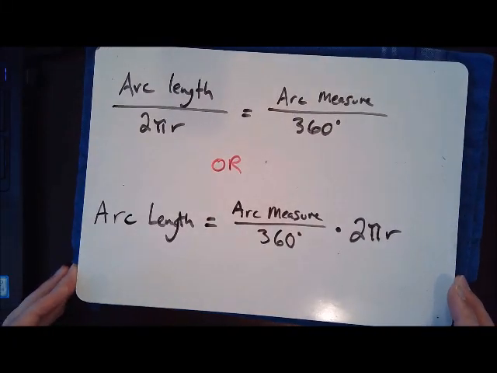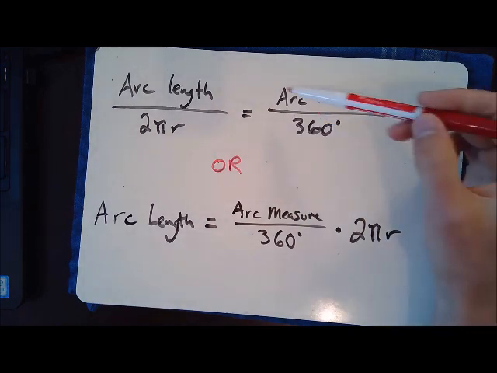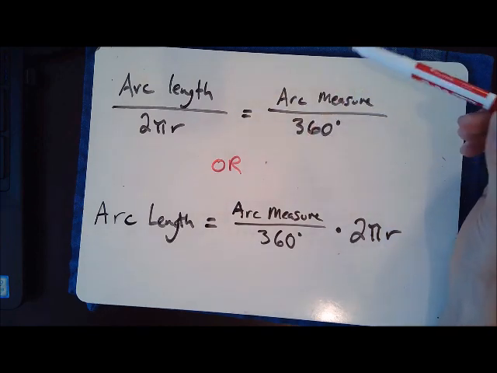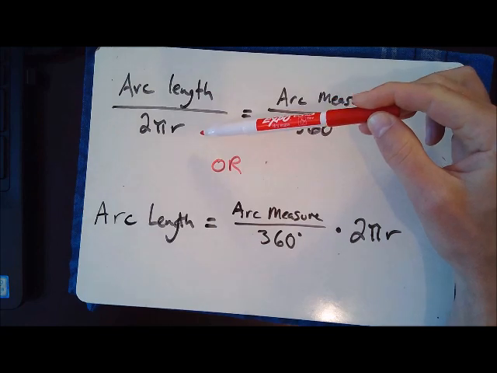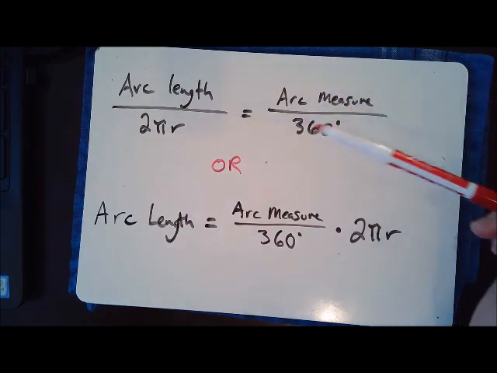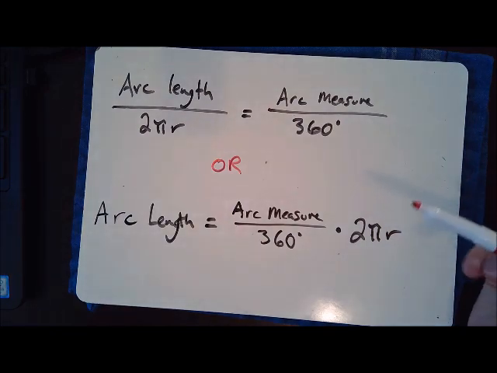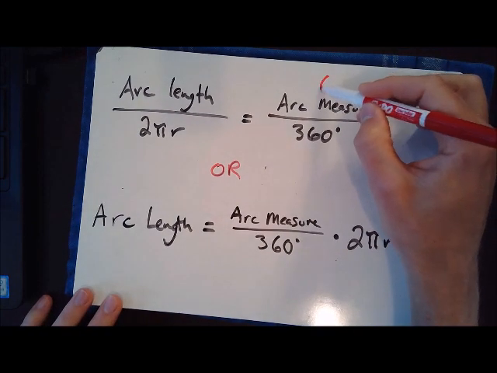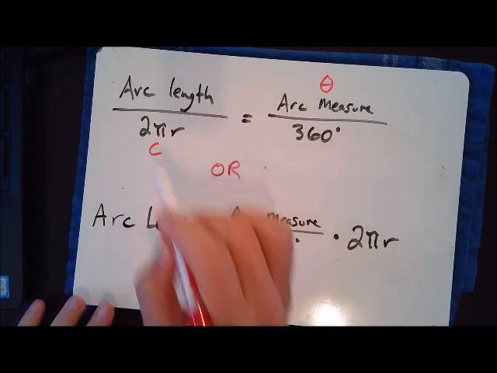Now, when we're finding arc length, just like circumference, there are two setups of the formula. The first one I have written up here is using the idea of proportions. The arc length over the total circumference will be equal to the arc measure over 360 degrees. We also sometimes label arc measure as theta, and 2 pi r is circumference.